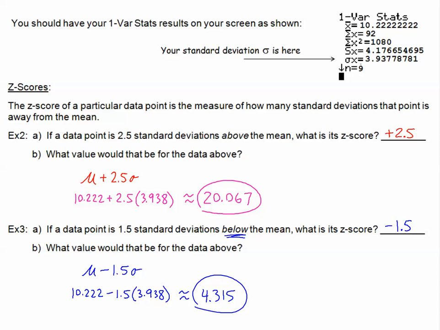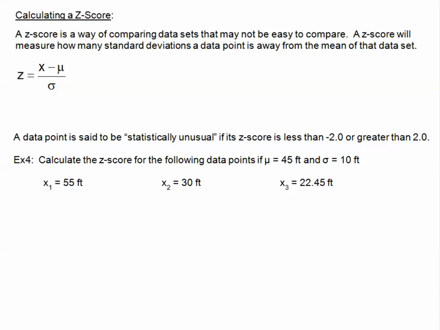So now let's use our formula to be able to calculate a z-score. A z-score is a way of comparing data sets that may not be easy to compare. We are able to compare apples to oranges in this case. A z-score will measure how many standard deviations a data point is away from the mean of that data set. And here is the formula. This formula will be given to you on the SOL. A z-score will always be x minus mu divided by sigma.